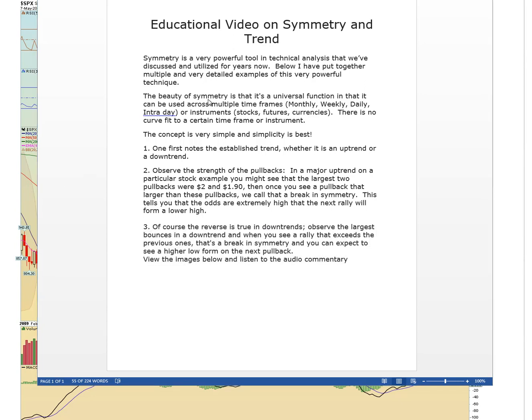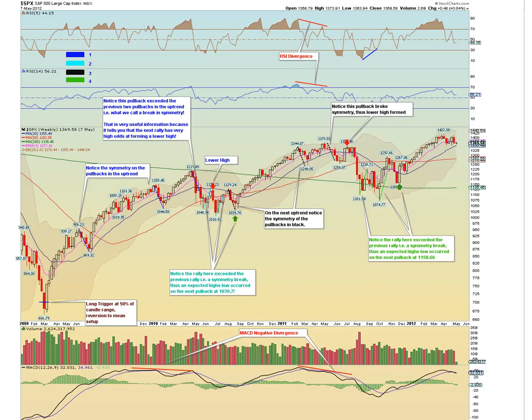One of the beauties about symmetry, as I explain here, it's a universal function, okay? Which means it works across multiple time frames: monthly, weekly, daily, even intraday, 60-minute, 2-hour, even down to 1-minute charts. And it works across any instrument, whether it's a stock, ETFs, futures, currencies, doesn't matter. So it's a broad universal concept, which is great because it's not something that's curve fitted to a certain time frame or instrument. Okay, so the best thing is let's jump into the charts.